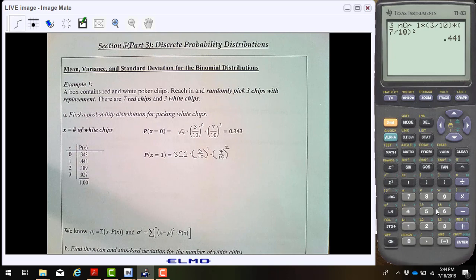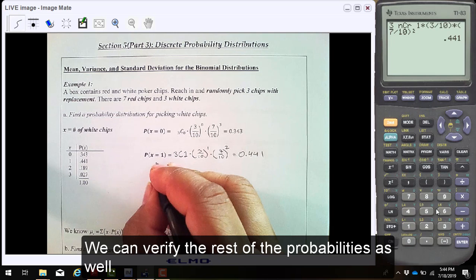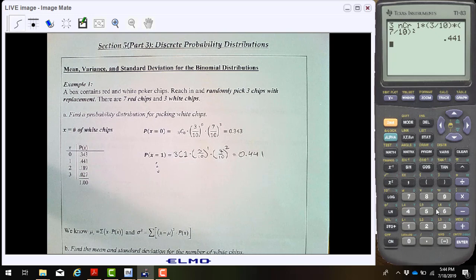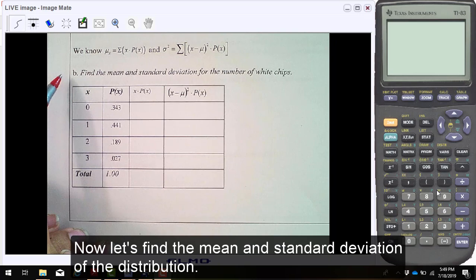We can verify the rest of the probabilities as well. A good exercise for you. Now let's find the mean and standard deviation of the distribution.